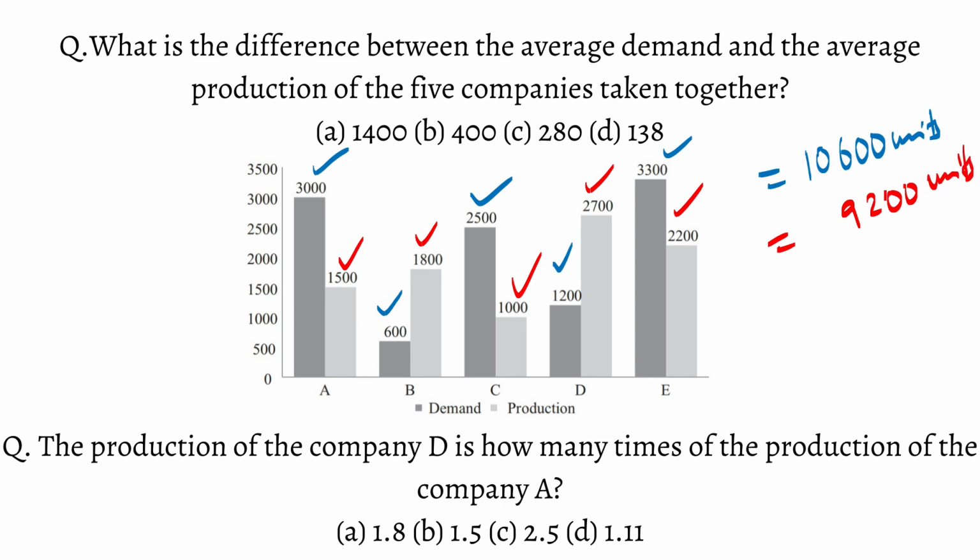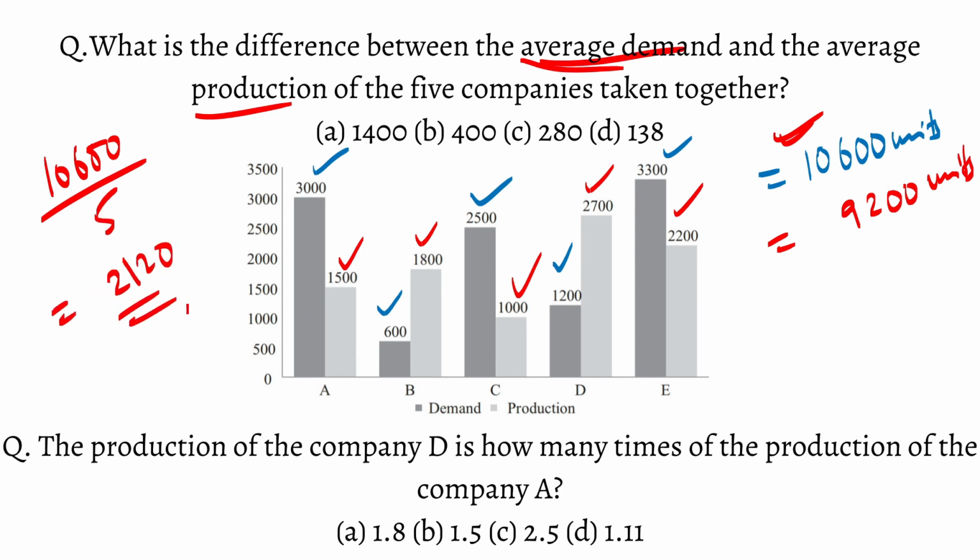Now we are asked to find out the difference between average demand and average production, not the difference between the actual demand and production. We know the total demand of all the companies, but we must calculate the average demand. How can we calculate the average demand? We have total demand by total number of companies, that are 5, so this will be 2120. This is the average demand of the 5 companies.